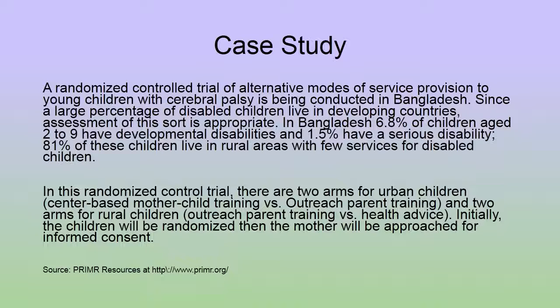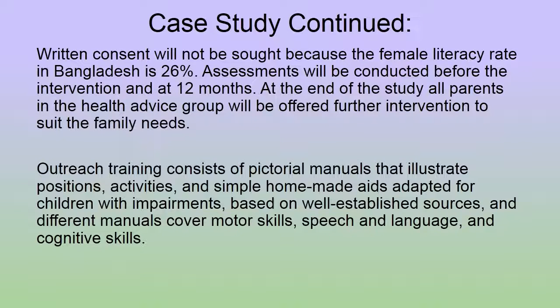In this randomized controlled trial, there are two arms for urban children: center-based mother-child training versus outreach parent training, and two arms for rural children: outreach parent training versus health advice. Initially, the children will be randomized, then the mother will be approached for informed consent. Written consent will not be sought because the female literacy rate in Bangladesh is 26%. Assessments will be conducted before the intervention and at 12 months.